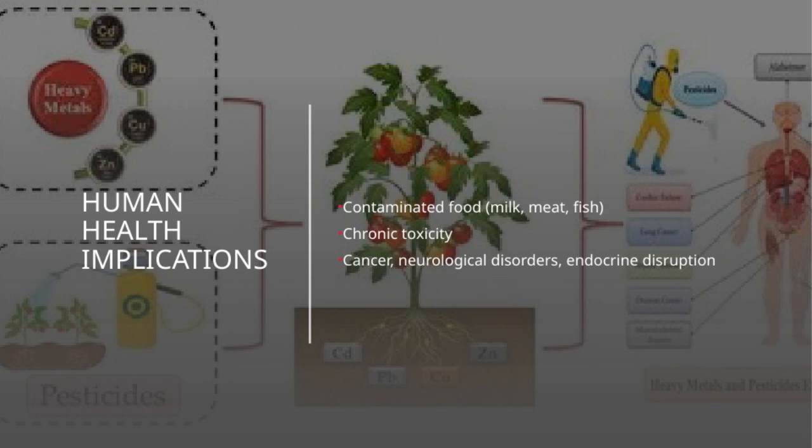Chronic toxicity from contaminated food can result in severe health problems, including an increased risk of cancer, neurological disorders, and endocrine disruption. These are some of the most concerning health implications because they can significantly affect a person's quality of life and overall well-being. Understanding how contaminated food impacts human health underscores the importance of food safety and proper handling. It ties directly into the broader theme of this presentation, which is about the critical need for monitoring and controlling contaminants to protect public health.